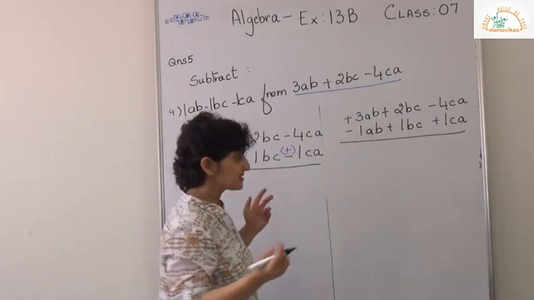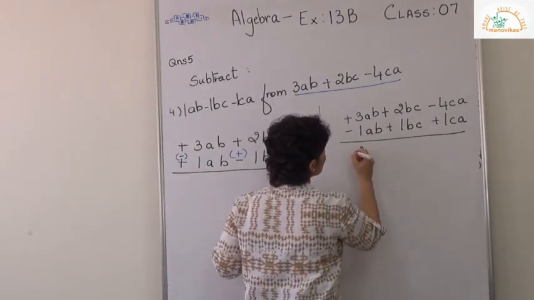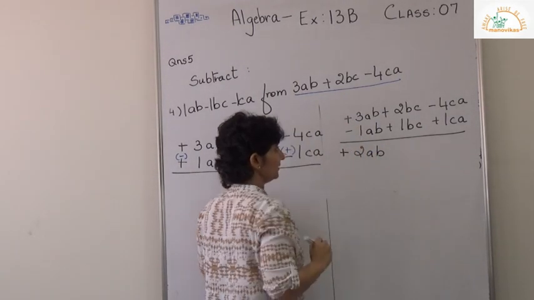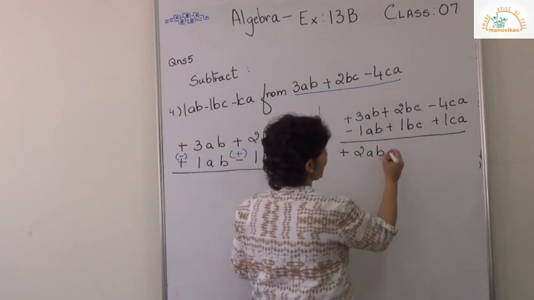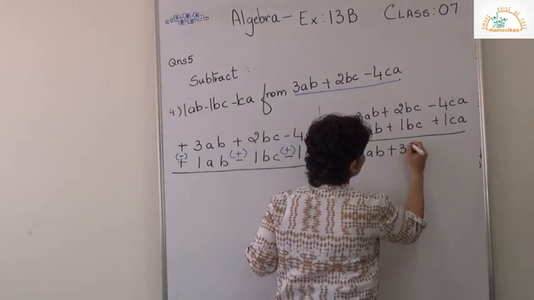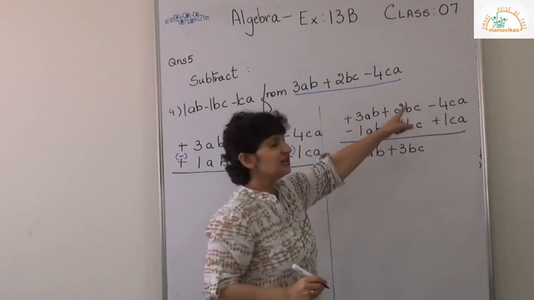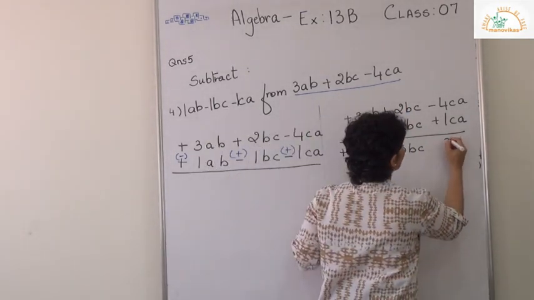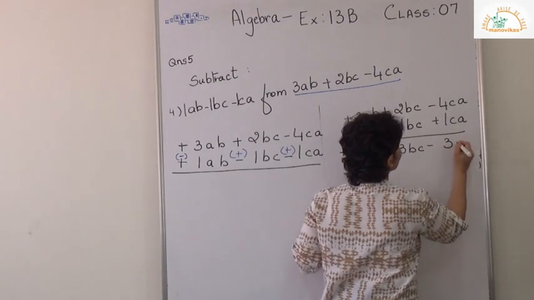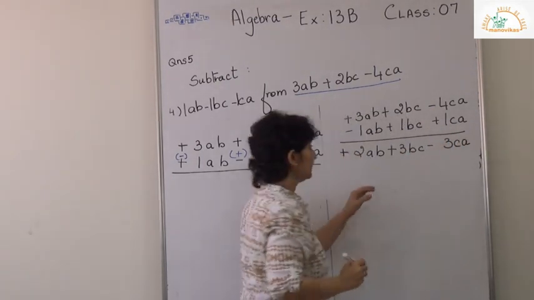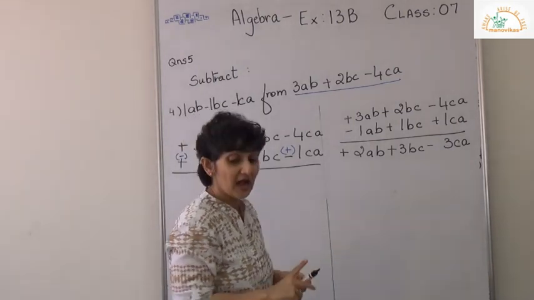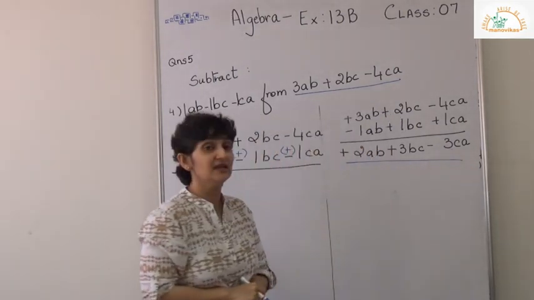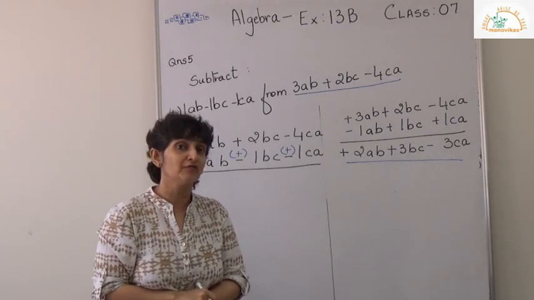Different family, subtract. So 2AB. Put the sign of the bigger number. Both are plus, just add directly. Plus 3BC. Different family, subtract. 4 minus 1 will give you 3. Put the sign of the bigger number, 3CA. So this is my answer: 2AB minus 3BC minus 3CA. I hope you have followed this.